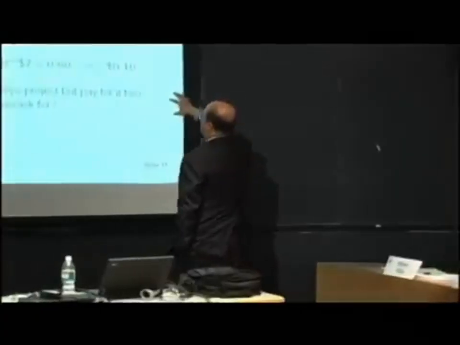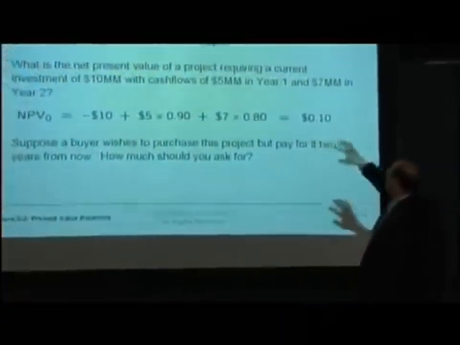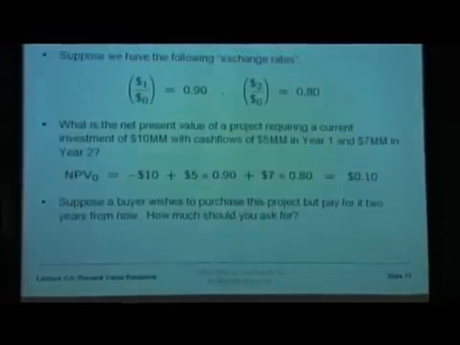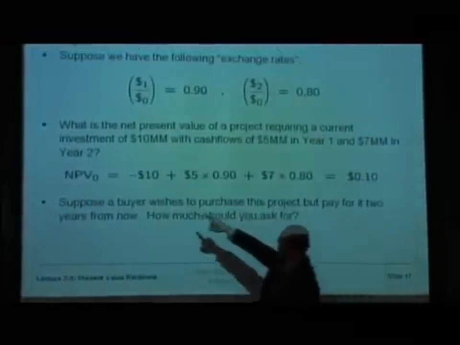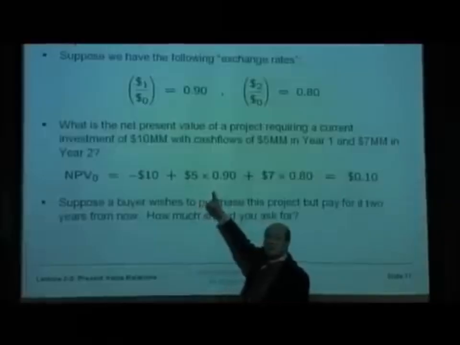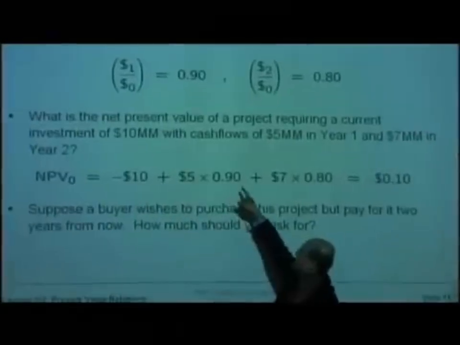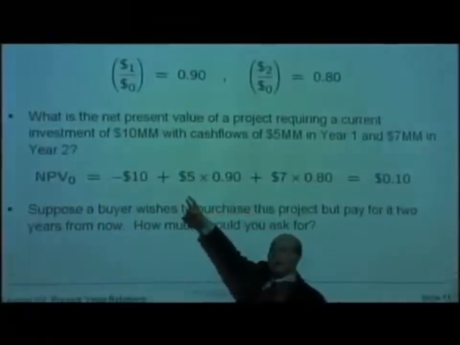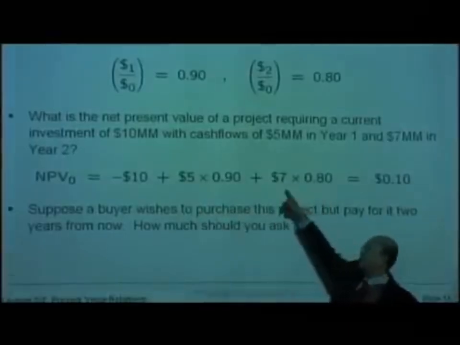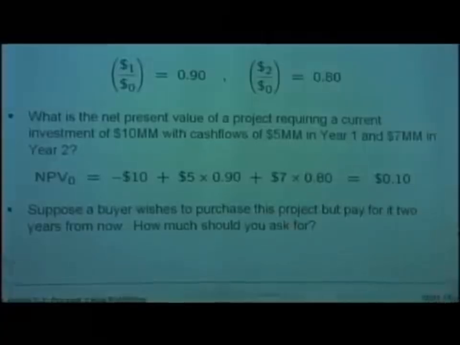Now, what's the net present value of a project requiring a current investment of $10 million with cash flows of $5 million in year 1 and 7 in year 2? That's trivial, right? Here you go. Minus 10 million today, 5 million next year, but next year's dollars is not the same as today's dollars, so you've got to convert it to the right currency. So that's 90 cents to the dollar multiplied by 5, and then 80 cents to the dollar multiplied by 7. When you add it up, you get 100,000 of today's dollars. That's what this investment is worth.